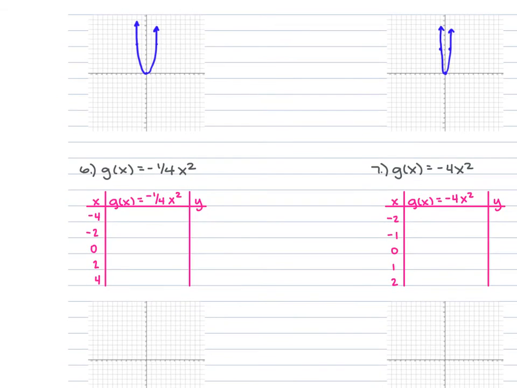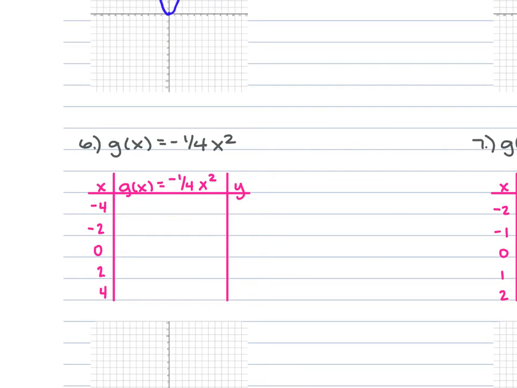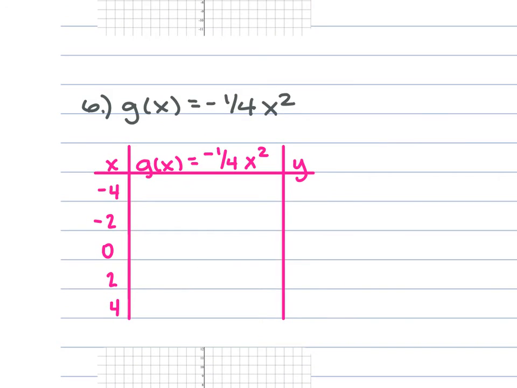For 6, we have g of x is equal to negative 1/4 x squared. So we're going to have negative 4, negative 2, 0, 2, and 4 that we're plugging in. So negative 1/4 times negative 4 squared is negative 1/4 times 16. That's going to give us a negative 4. Negative 1/4 times negative 2 squared is negative 1/4 times 4. So that's going to be negative 1.